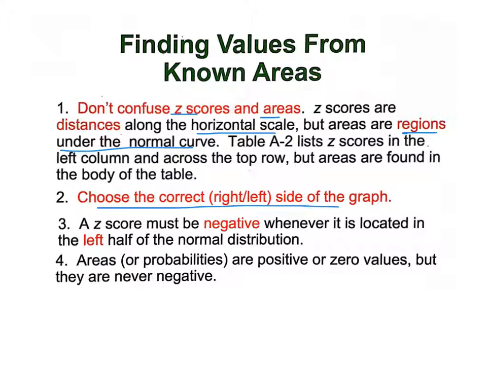Make sure you choose the correct side, left side, right side. If the z-score is negative, it has to be on the left. Positive must be on the right. Areas, which is the same thing as probabilities, are positive or 0 all the time. Don't ever give an answer for a probability that's negative. You know that. If something can't happen, the probability is 0, so there's no way it can be less than 0. Let me show you an example of this.